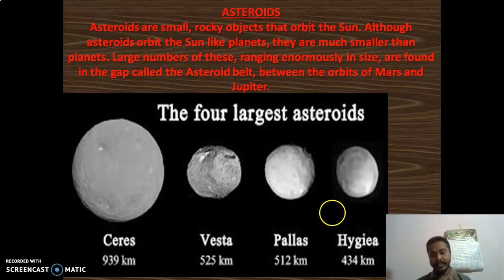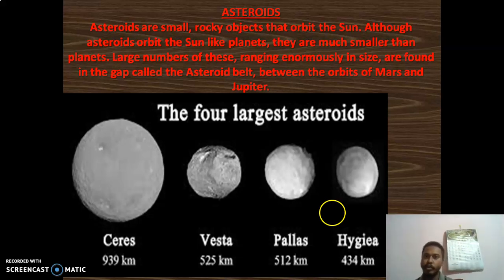Okay, between the large planets and smaller planets, we found them more. That's why they are known as asteroid belts. Okay, ranging between the orbits of Mars and Jupiter. Between Mars and Jupiter we find this asteroid belt. Okay, here are the names of the four largest asteroids with their size: Ceres 939 km, Vesta, Pallas, Hygiea. So these are the names of some of the asteroids.